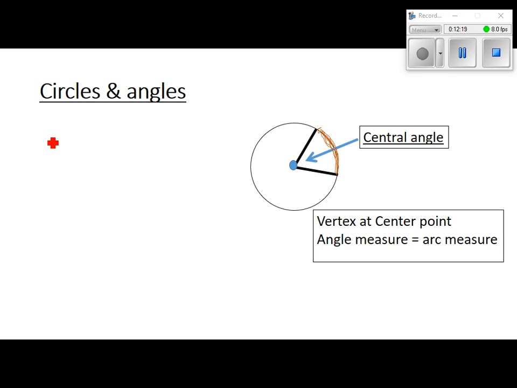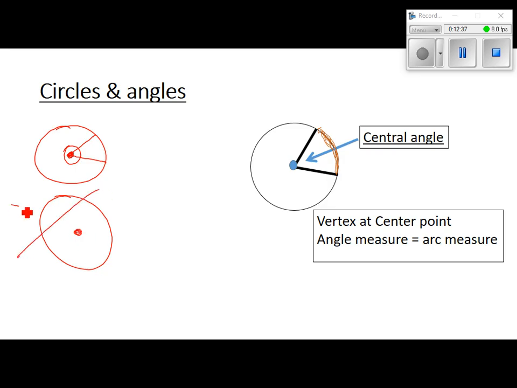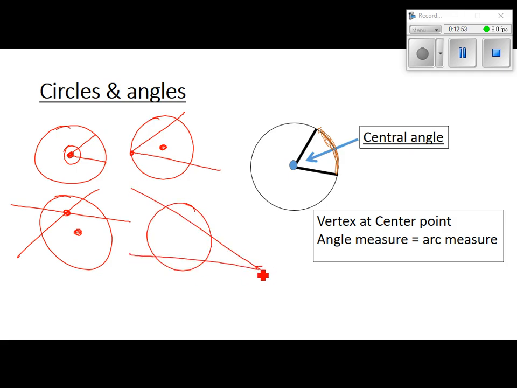Circles and angles, and this is mostly what we're going to do today. We're going to go over these. When you have these angles for circles, there's 4 different things that could happen. The vertex of the angle could be at the center point of the circle. The vertex of the angle could be inside the circle somewhere. The vertex of the angle could be on the circle, and the vertex of the angle could be outside the circle. And those are the things that we're going to deal with.